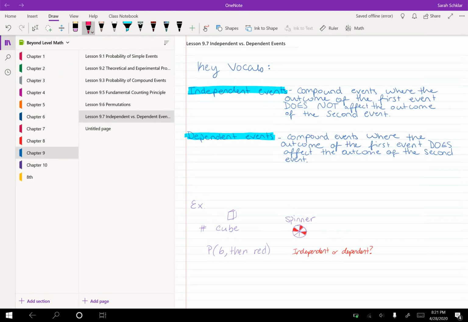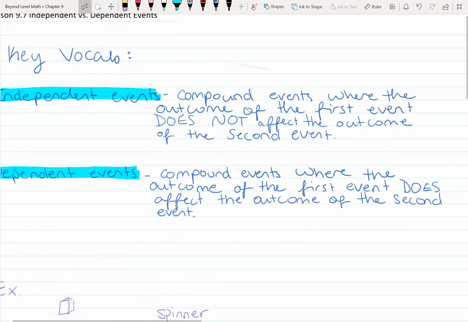This is actually the last lesson of this chapter. So tomorrow when we have our Zoom meeting, we'll touch base about the project, but a few things are going to change with that. So 9.7, independent and dependent events.